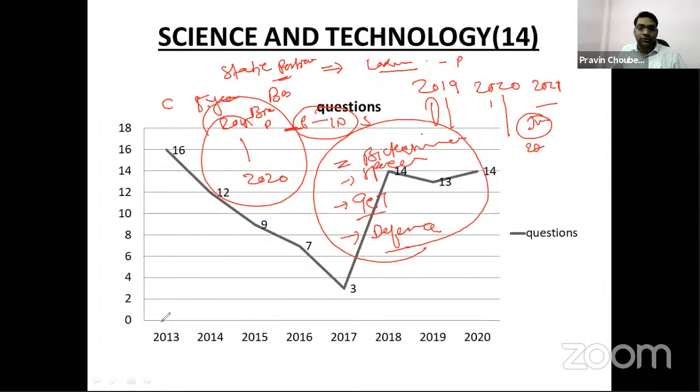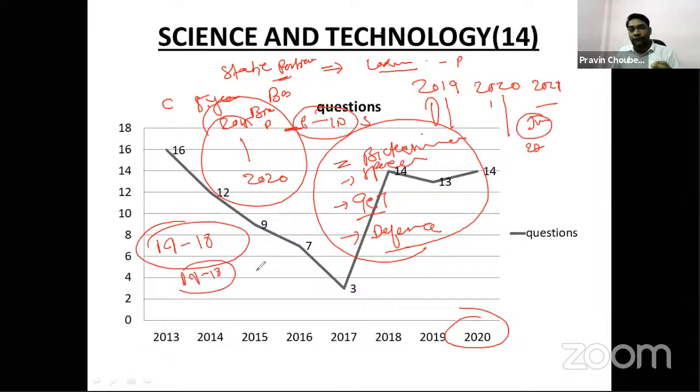So this is an analysis from 2013 to 2020 of questions asked in science and technology. You see the average number of questions is somewhere around 14 to 18, maximum 18 questions they will ask from science and technology. Although there is no limit on how many questions UPSC will ask, you should prepare that out of 100 questions, 14 to 18 questions will be from science and technology. And if there are 14 questions, then only one question will be from the static portion. 95% of the questions will be from contemporary issues, means current affairs. So you have to focus more on current affairs.